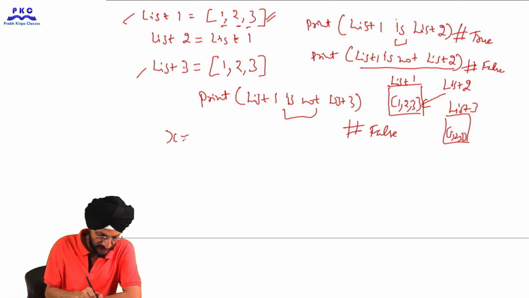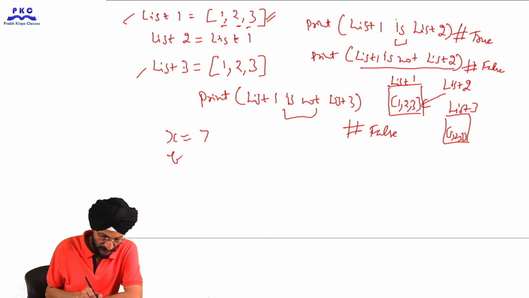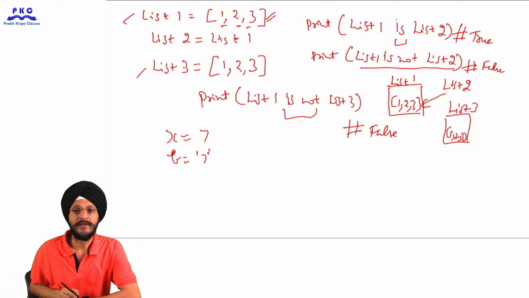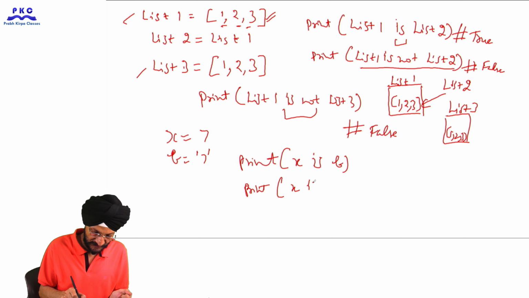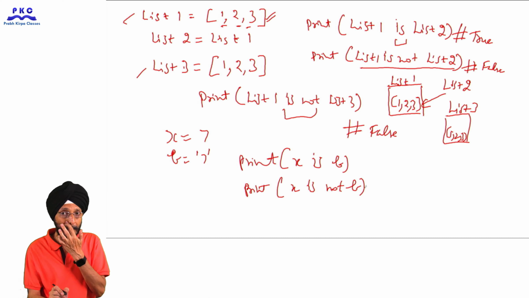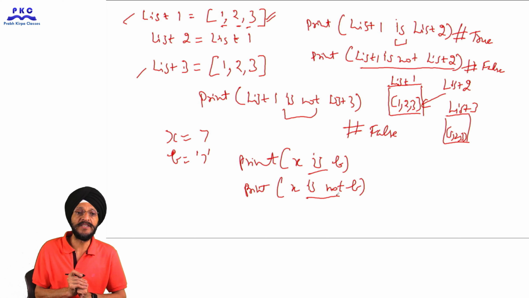Now another example. If we write x is equal to 7, b is equal to 7. Now we use the print function, x is b, and print x is not b. Here we are using the is operator, here we are using the is not operator.